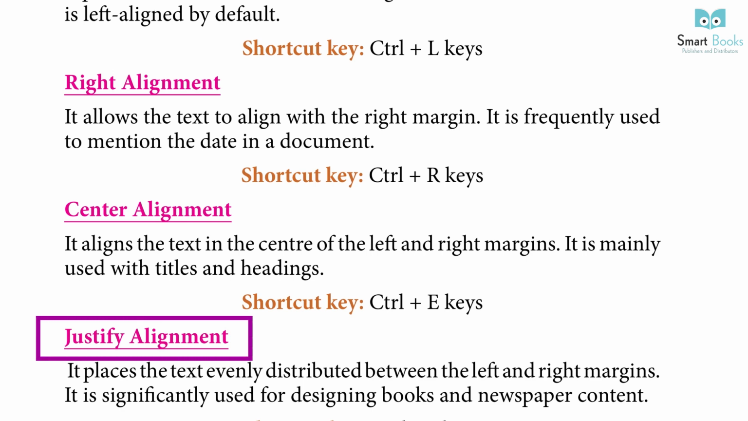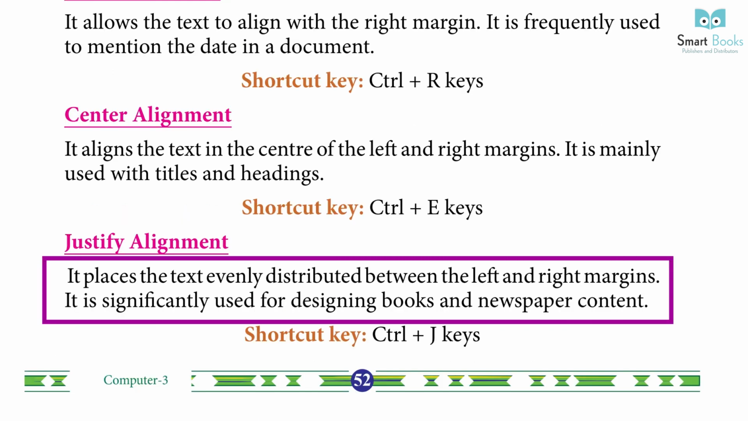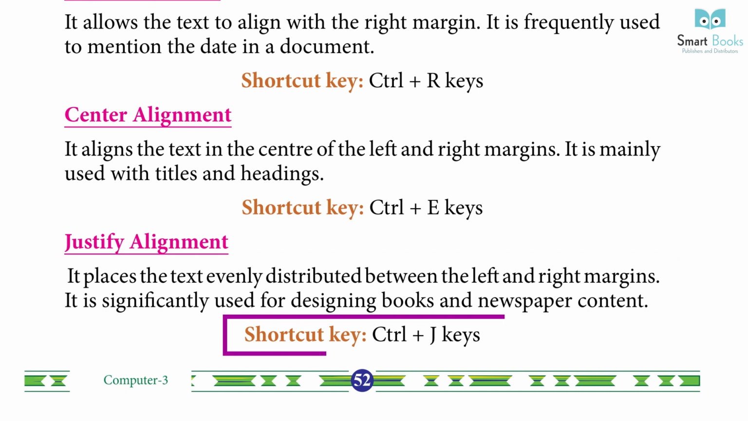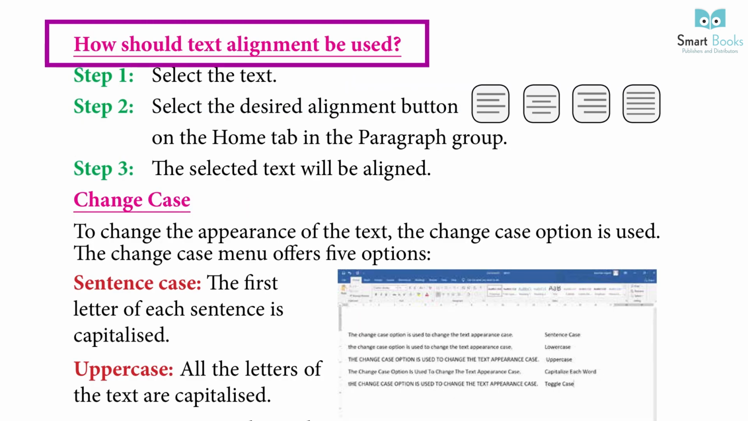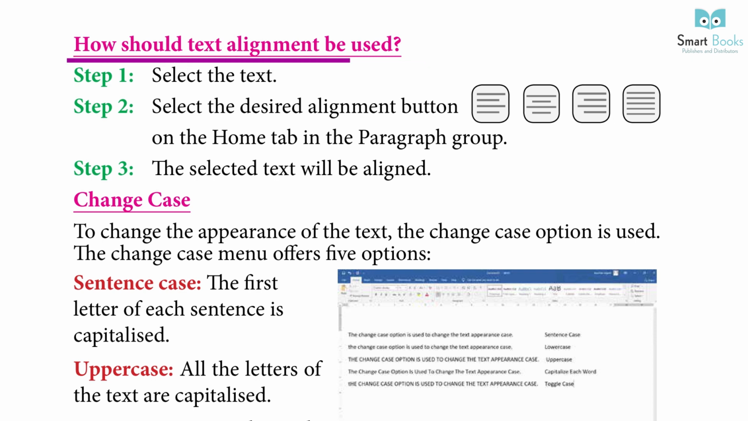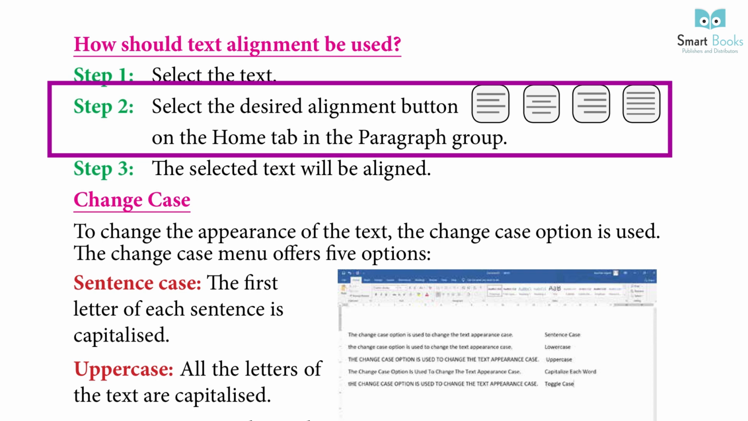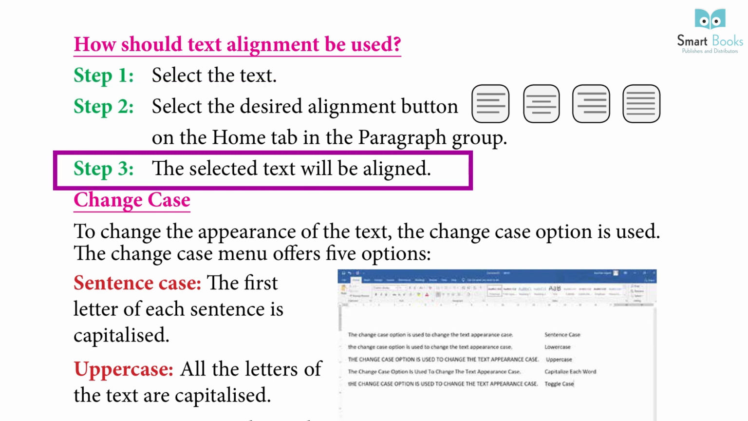Justify alignment. It places the text evenly distributed between the left and right margins. It is significantly used for designing books and newspaper content. Shortcut key Ctrl plus J keys. How should text alignment be used? Step 1. Select the text. Step 2. Select the desired alignment button on the Home tab in the paragraph group. Step 3. The selected text will be aligned.